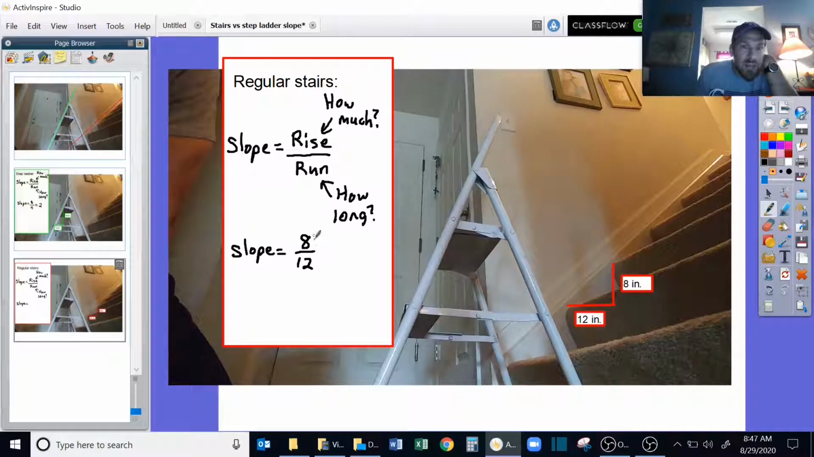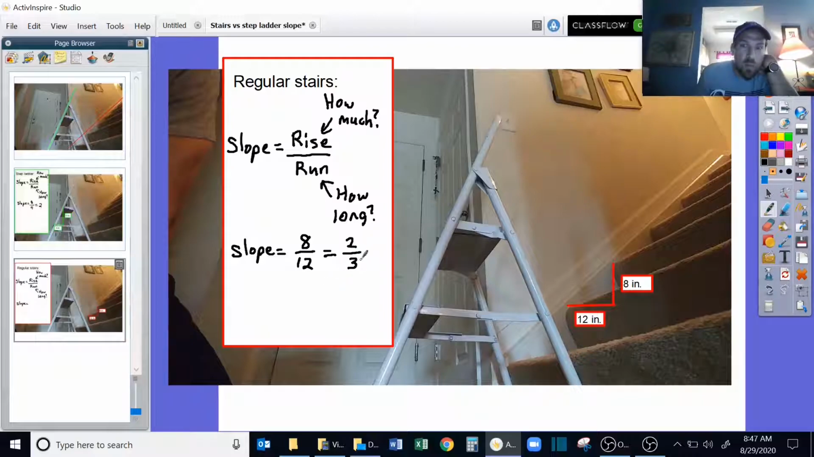When we look at this fraction and we simplify it, we know that this is the same as 2/3. So the slope of the regular stairs is only 2/3. 8/12 is the same as 2/3, because if we divide by 4 in the numerator and the denominator, we simplify that fraction to 2/3.